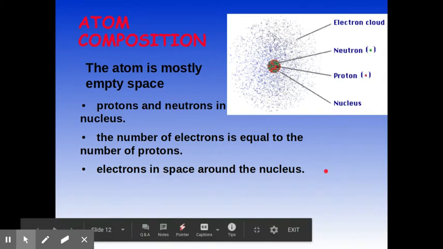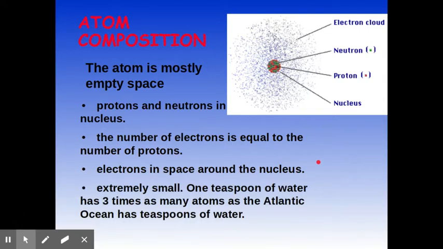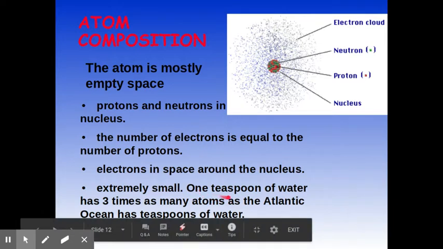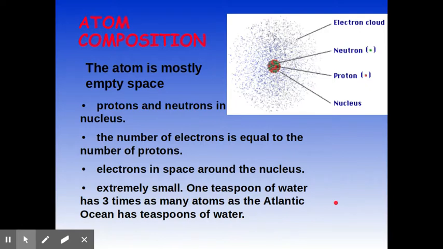Electrons are in the space around the nucleus, so electrons are outside the nucleus. And they're extremely small. Atoms are very, very tiny. So if you take 1 teaspoon of water, okay, now imagine the Atlantic Ocean and how many teaspoons of water would be in the Atlantic Ocean. That's a lot of teaspoons. Now triple that, and that's how many atoms are in 1 teaspoon of water. So they're very, very, very small.